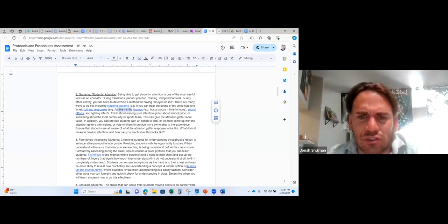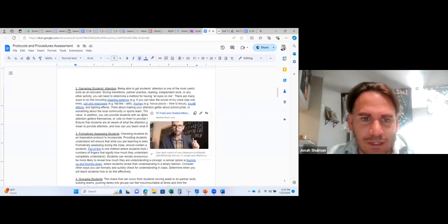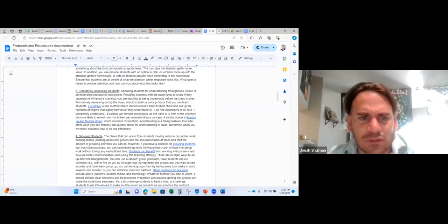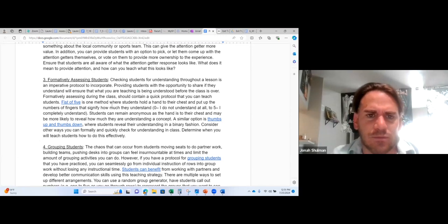This is stuff that's good, like clapping patterns, call and responses, rhymes, flat tire. If you can hear the sound of my voice, clap once. Sound effects, you can do lighting effects. They're all cool, but this is the stuff we want. So these are in the moment. So formative assessing students in the moment. That's what this is.